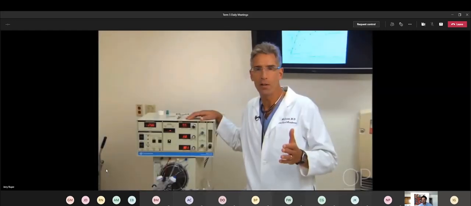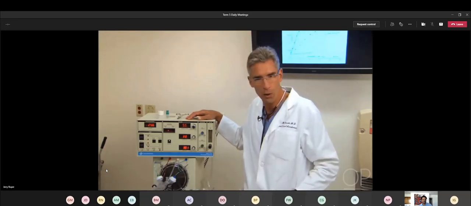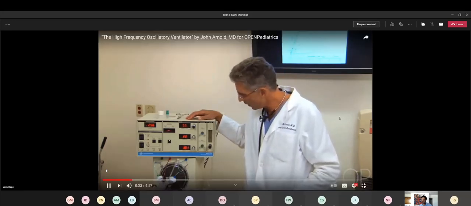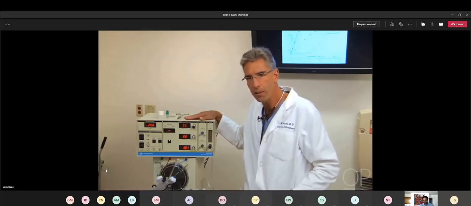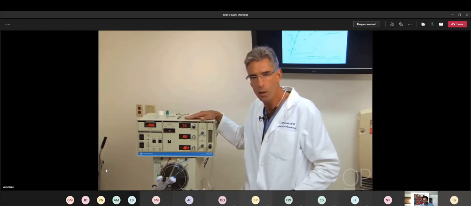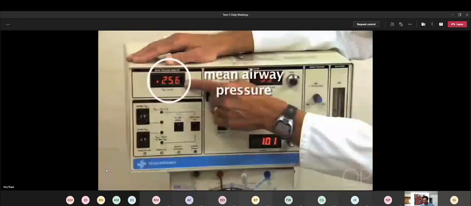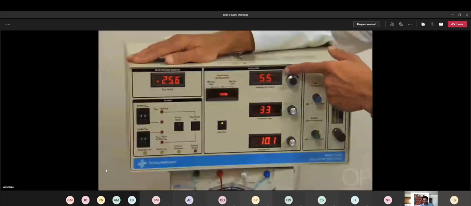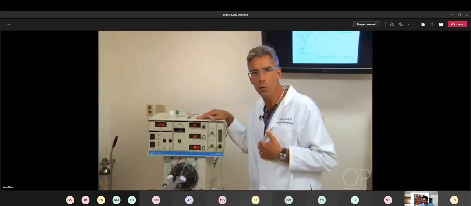I'd like to take several minutes to demystify this device. This is a high-frequency oscillatory ventilator, as you know. This is the Sensormedics 3100A. And when initially confronted with this device in the ICU setting, many people are confused. Let me help. This is simple. This is the mean airway pressure, and you're familiar with that number from conventional ventilation. And this is the amplitude. This is the delta pressure, measured proximally in the ventilator circuit. These are really the only two numbers you need to concern yourself with.